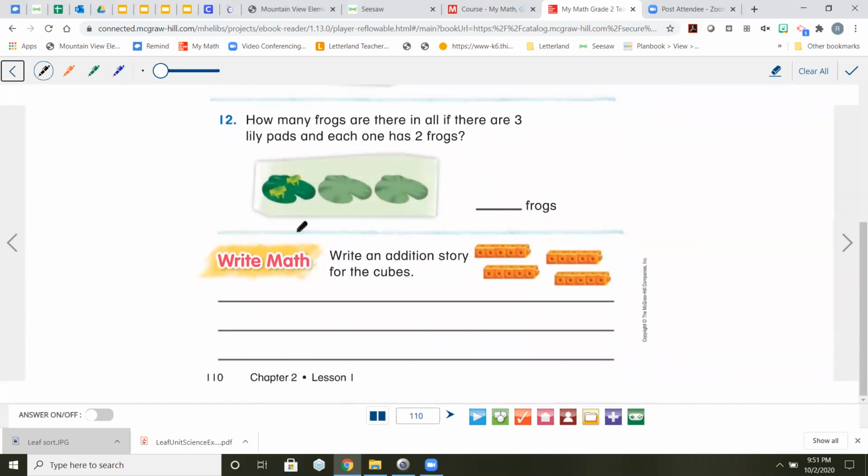Now let's look at Write Math. It is write an addition story for the cubes. So like up here, they give you the addition story, and you are filling in the picture to match it. Well, here they've given you the picture, and you're going to write the story. So it's like you were writing the word problem for this picture. Okay? And that is what you're going to do for today, Monday.